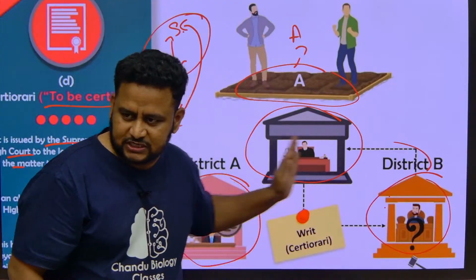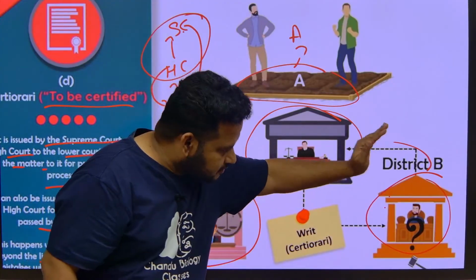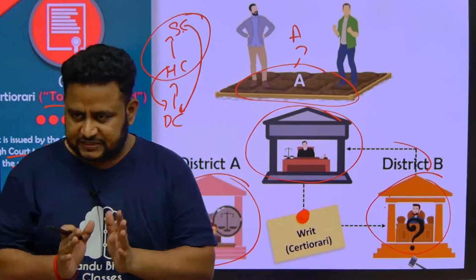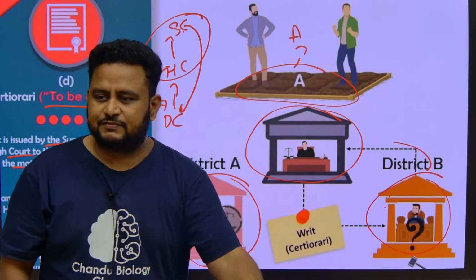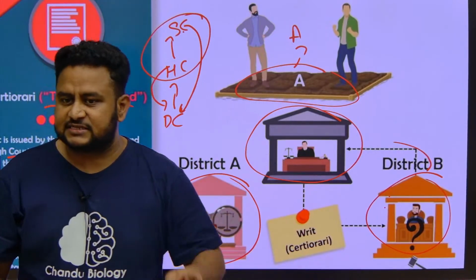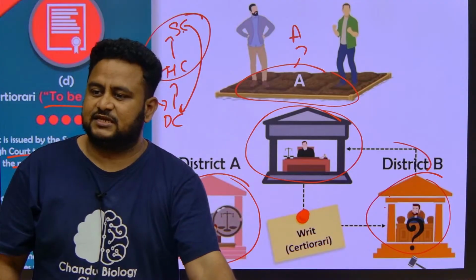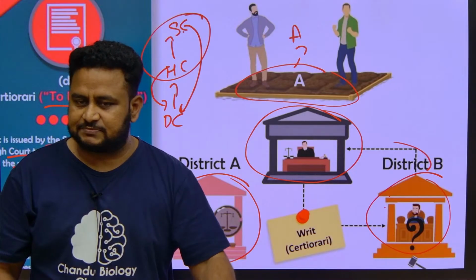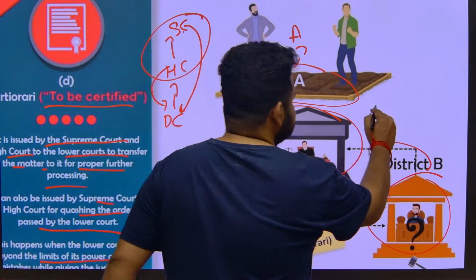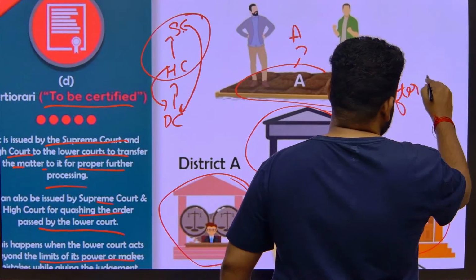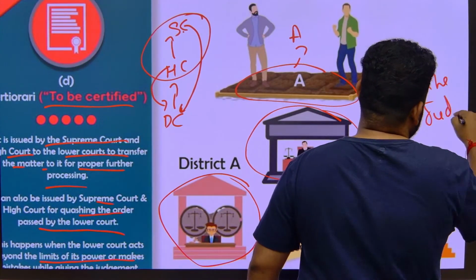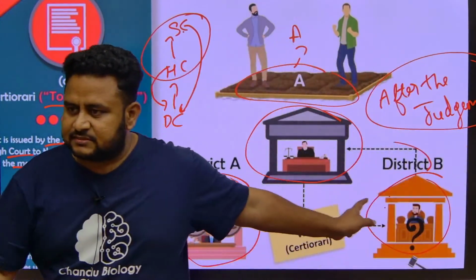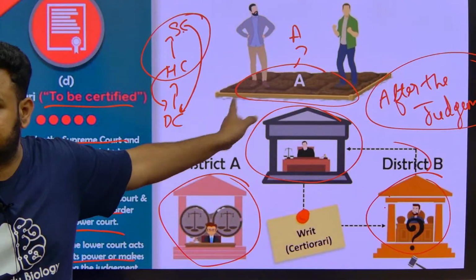It will transfer the case from district B to district A, or it may cancel the case from there and transfer it to itself, that is, the Supreme Court itself. First, it may say the case will be transferred from district B to district A. Another thing is it can also cancel the judgment that was passed by district B. So certiorari is after the judgment. One thing you have to understand, this is issued after the judgment.